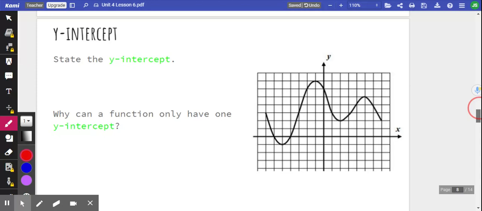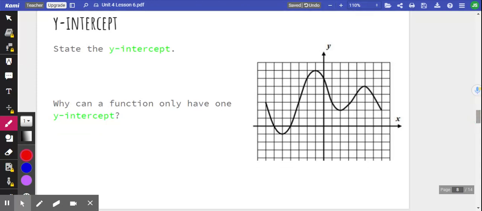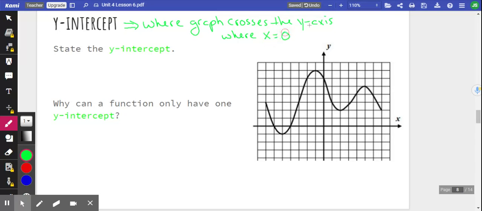Now this one should look familiar to you. State the y-intercept. We talked a lot about y-intercepts when we were graphing lines. A y-intercept, whether it's a line or a squiggly graph like this, is where your graph crosses the y-axis. In other words, it's where x is equal to 0.